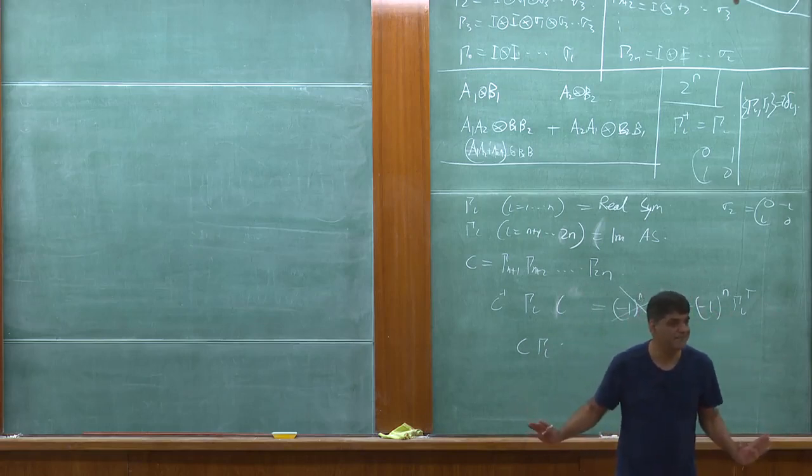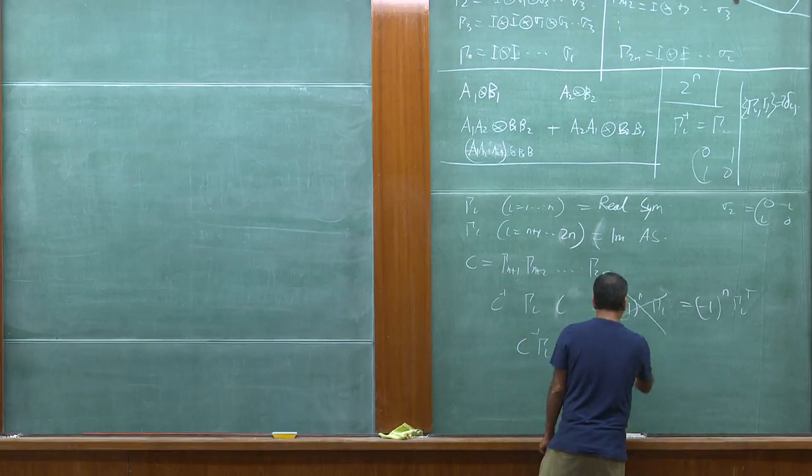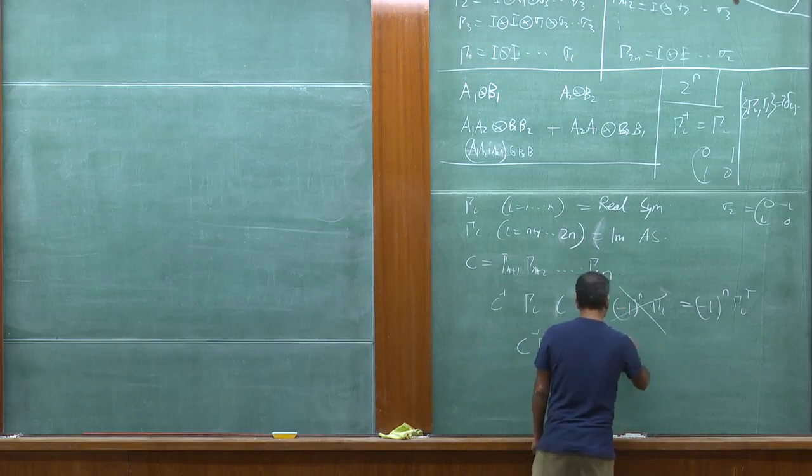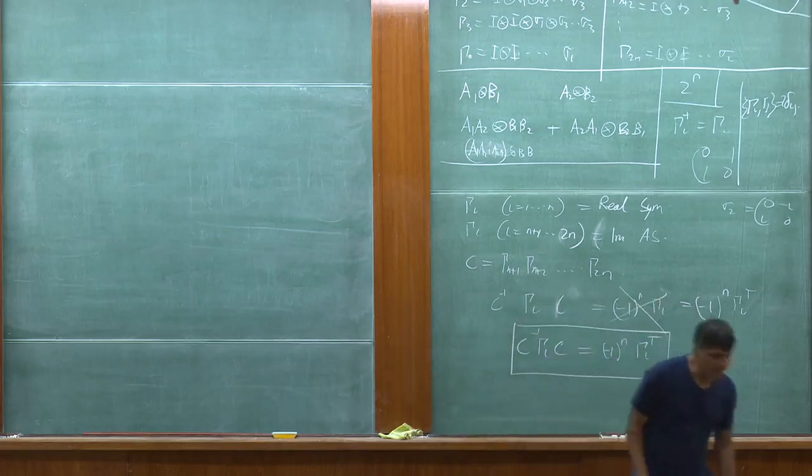Is this clear? Okay, and so C inverse gamma I C is equal to minus 1 to the power n times gamma I transpose. This is an always true equation. Okay, I hope I haven't done it the other way around.